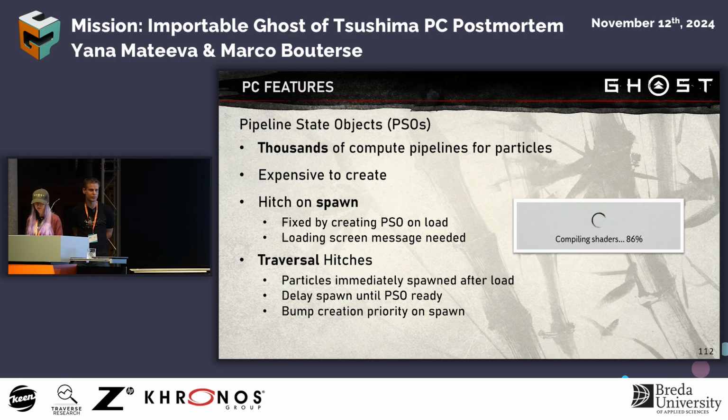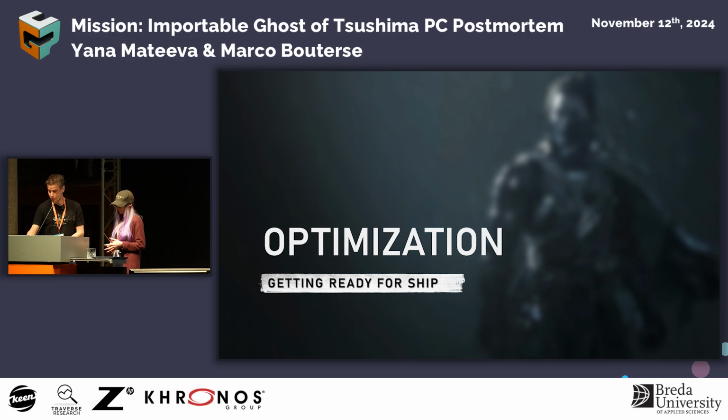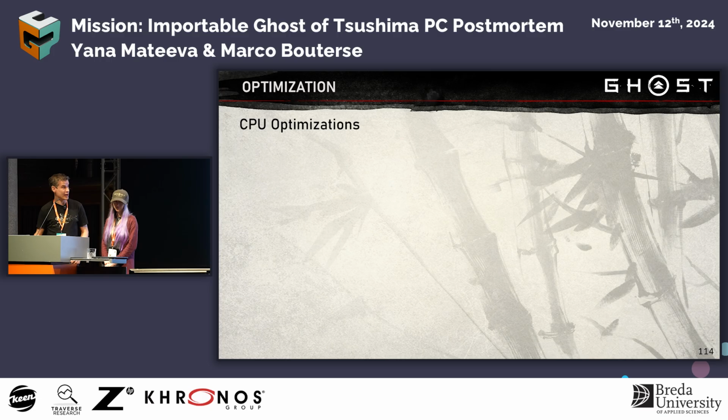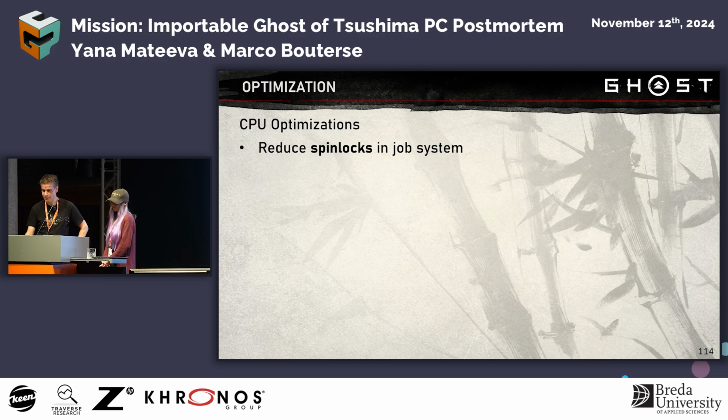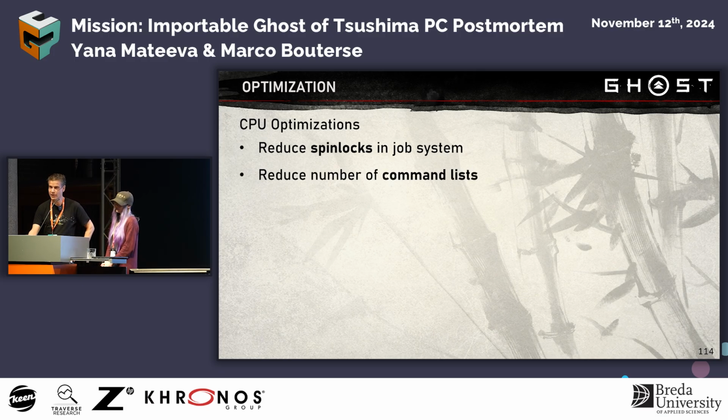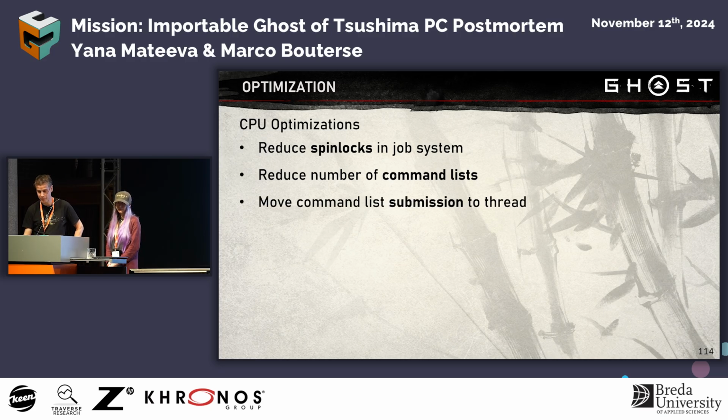And speaking of hitches, let's talk about some optimizations. Yes, a few months before ship, we were actually not in a super great state optimization-wise, especially CPU-wise, so we needed to do some optimizations. Here's an overview of some of the CPU optimizations that we did. We reduced the spin locks in the job system. Those are fine on console usually, but on PC they can really hurt performance. We also reduced the number of command lists that we had, because resetting them was also a big overhead.